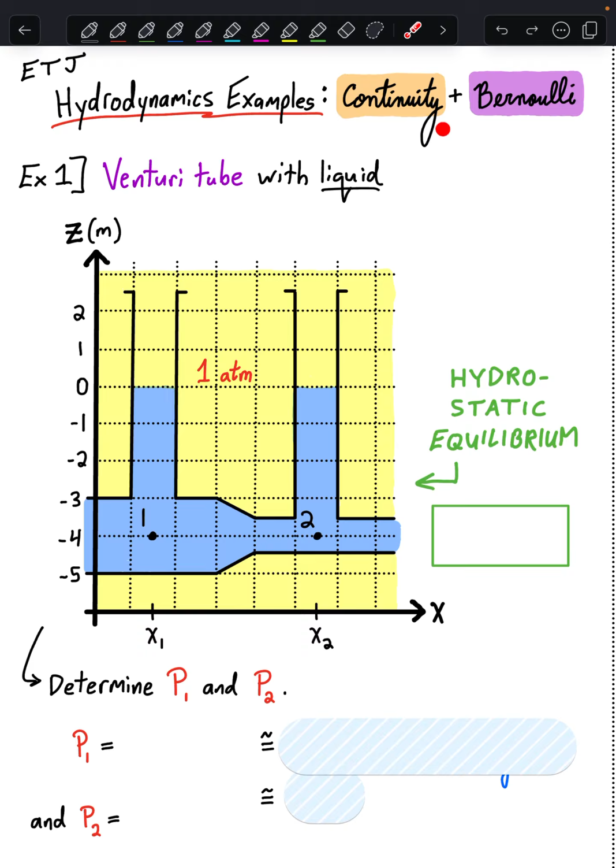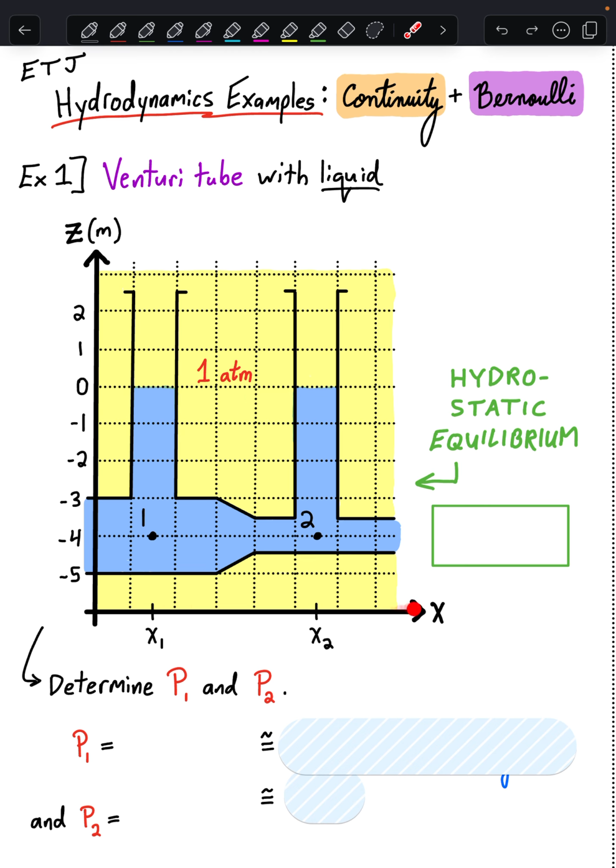Here we apply our hydrodynamics equations, the continuity equation and the Bernoulli equation, to a standard example scenario called a Venturi tube. So we've got a tube full of liquid water, let's say. Here's a horizontal section, and coming off of that are pipes that are open to the air, these vertical sections. So in blue is our fluid, and in yellow is the surrounding atmosphere at a pressure of 1 atmosphere. So we've got vertical distance measured in meters and horizontal distance here.